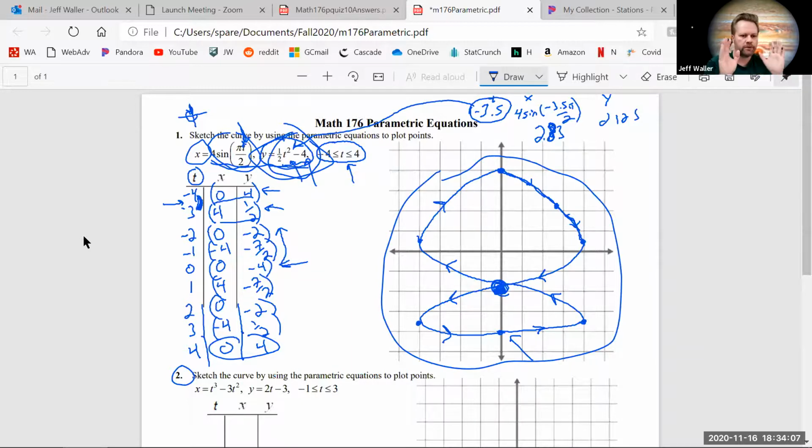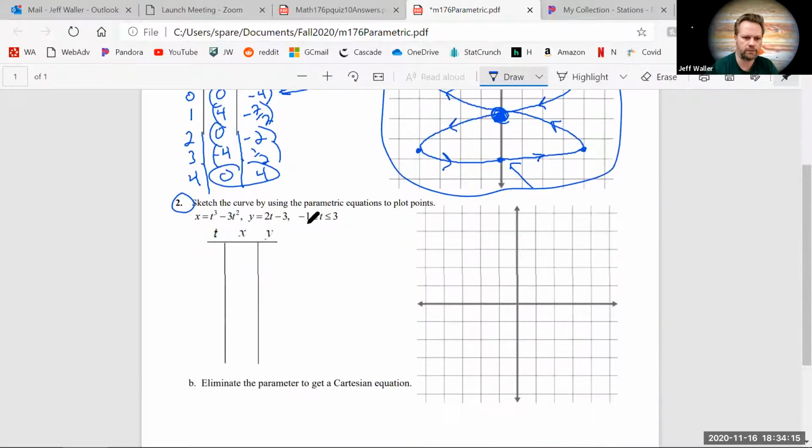So some of the coolest parametric stuff has periodic functions in it, of which trig functions are a very basic example. This one is not going to be as cool, but oh well. So keep going, number 2. Less cool normally means not as hard, so it's not a bad trade-off, I guess.